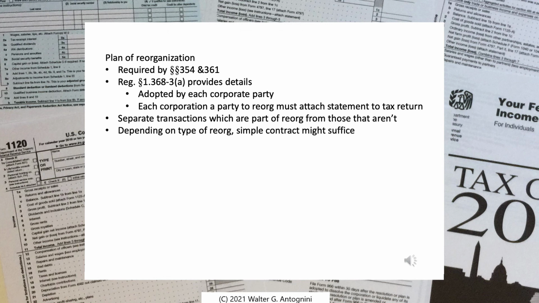to a reorganization. The central function of the plan is to separate transactions that are part of the reorganization from those that are not. That is, the taxpayers must go on record as to what they believe is part of the reorganization. A resulting consequence is to limit the scope of a reorganization, giving the reorganization a clearly defined beginning and end. You should note, though, that for some types of reorganizations, a simple contract will suffice as a plan of reorganization.